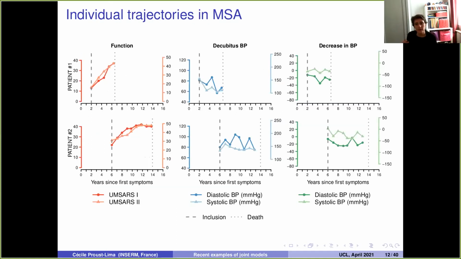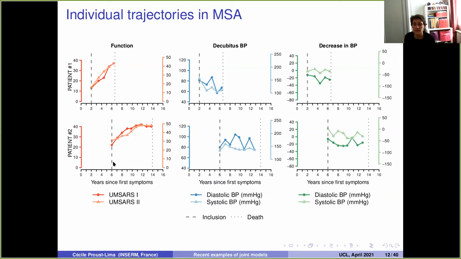So basically, this is the type of data that we have for individuals who have this disease. Here I give you two examples with patient 1 and patient 2. We might have 6 biomarkers of interest. 2 biomarkers that measure the function, 2 biomarkers that measure the decubitus blood pressure, so the diastolic and the systolic, and 2 biomarkers which measure the decrease in blood pressure when we stand up, which I will call the orthostatic blood pressure, also with the diastolic and the systolic blood pressure.